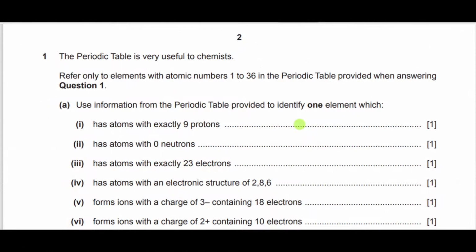Question 1 says the periodic table is very useful to chemists. Let's underline the keyword there. The periodic table, which means that this question will be based on the periodic table, right? Now refer only to elements with atomic numbers 1 to 36 in the periodic table provided when answering question 1. Use information from the periodic table provided to identify one element which has atoms with exactly 9 protons.